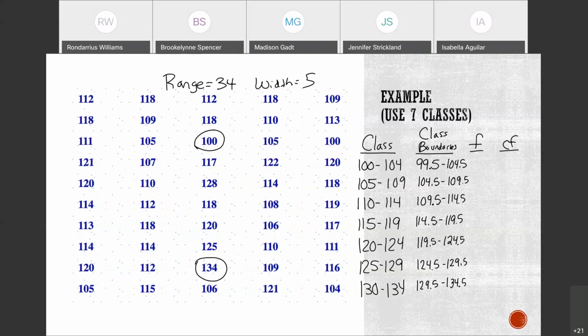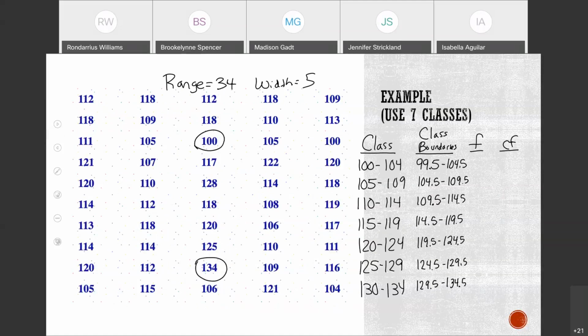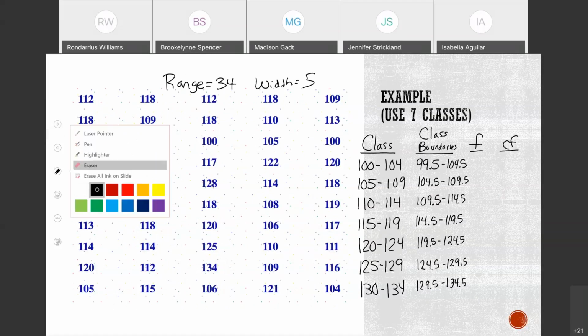All right, any questions with that? Okay, what's frequency? What did we do for the other one when it came time for frequency? We counted, so we're going to do the same thing here, we're going to count. Do you count how many from 100 to 104 or 99.5 to 104? Either way, but it would be easier to use the whole numbers.